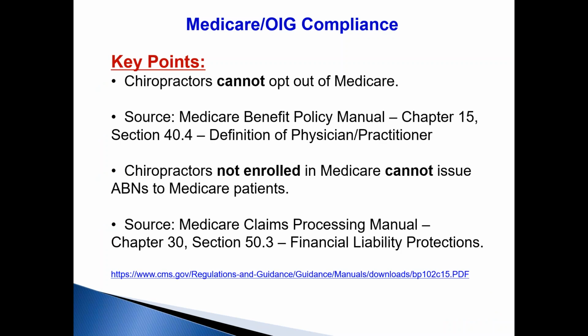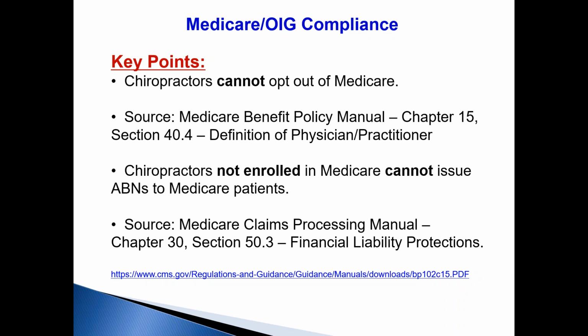So here's some more information if you wanted to dig deeper. Chiropractors cannot opt out of Medicare. You can read more about that in the Medicare Benefit Policy Manual. I mentioned earlier, being in the middle. Some chiropractors say, well, I'm not enrolled in Medicare, but I give the patient an ABN form. Just a little heads up. If you are not enrolled in the Medicare program, you're not allowed to use the ABN form.